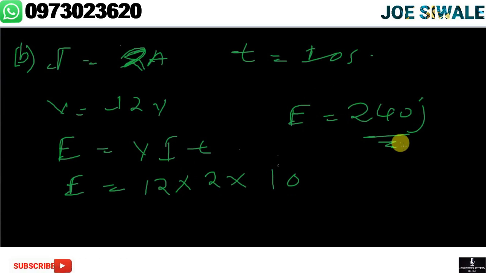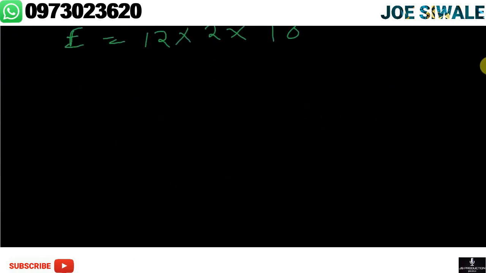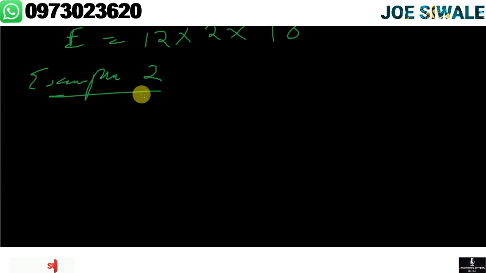Let us look at another example. So example 2. Example 2 reads, a current of 5 amps flows through a 4 ohm resistor in 20 seconds. How much thermal energy does the resistor give off?